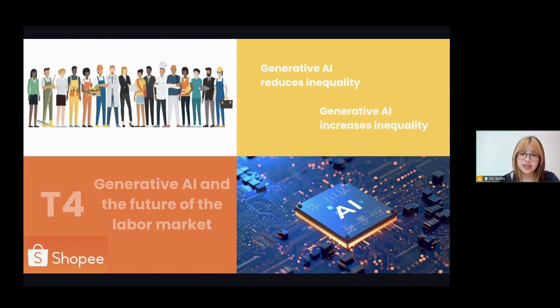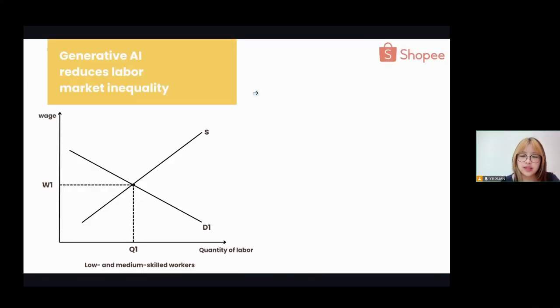In the last part, let's shift our focus to the future and see what impact AI will have on our labor market. Scenario 1. Generative AI to reduce labor market inequality. In this situation, we can foresee that the demand curve of the labor market may shift to the right.